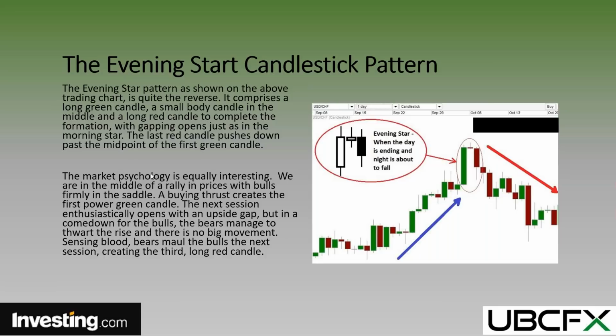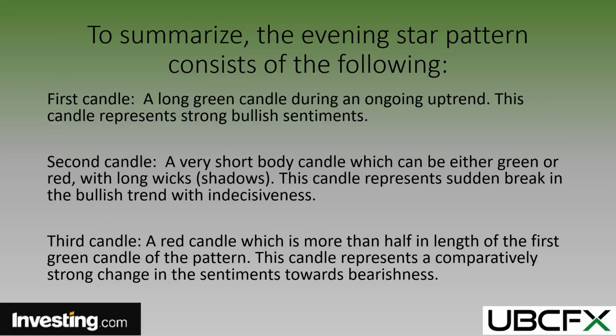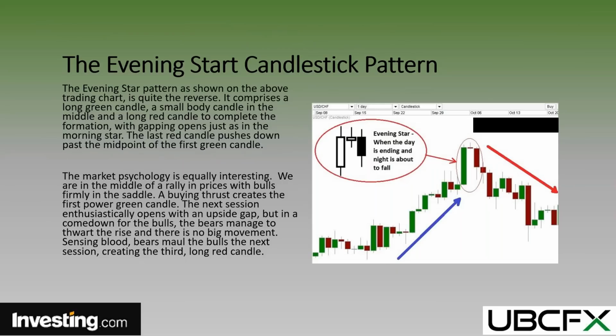Now, evening star and morning star are the opposite of each other. They consist of three candles, so they're a little bit more complicated to see. I find the evening star and the morning star so complicated to see, and very rarely do they help you. I don't find that I can notice them and then see them and then trade them. They are difficult to see. They consist of three candles.